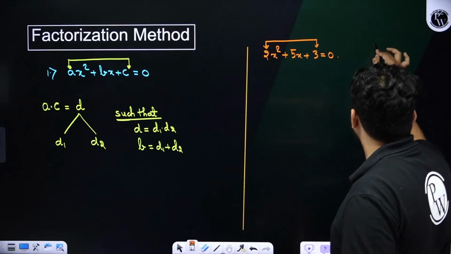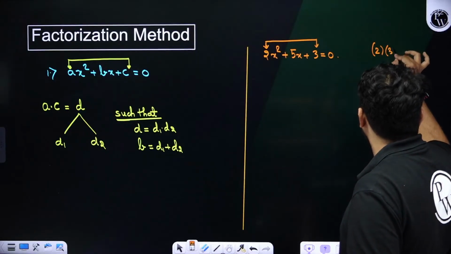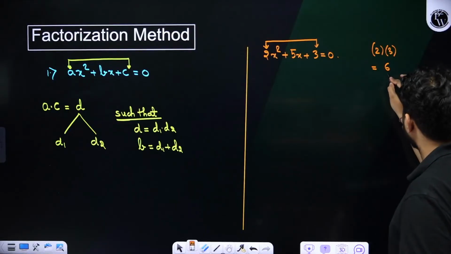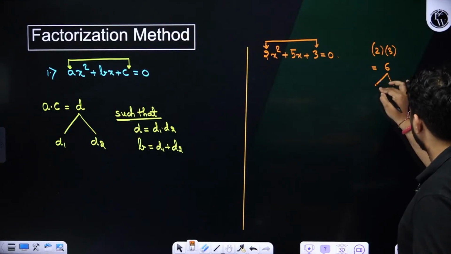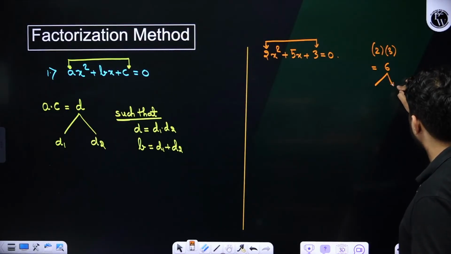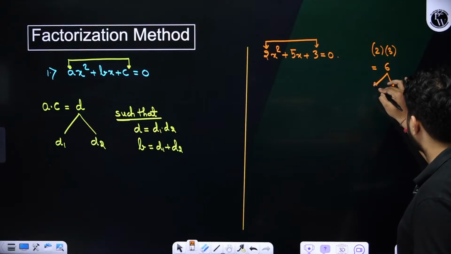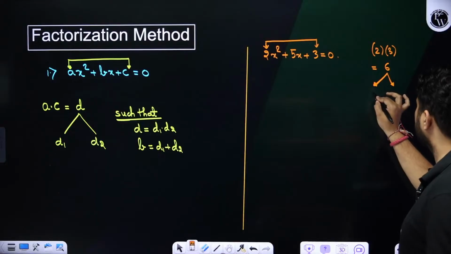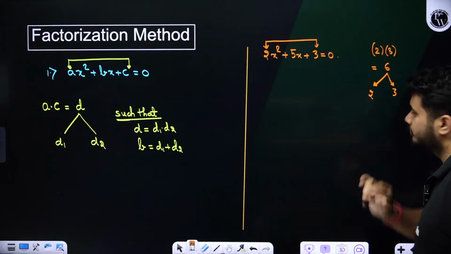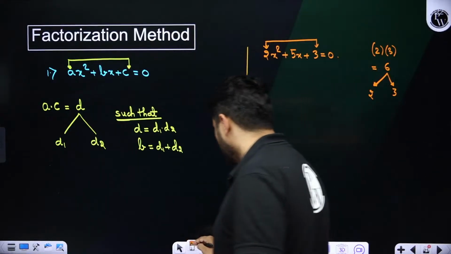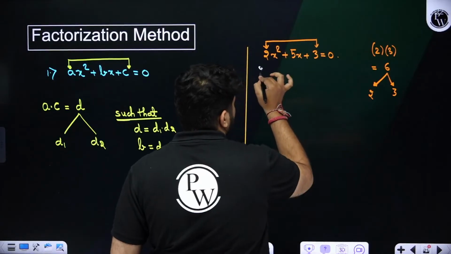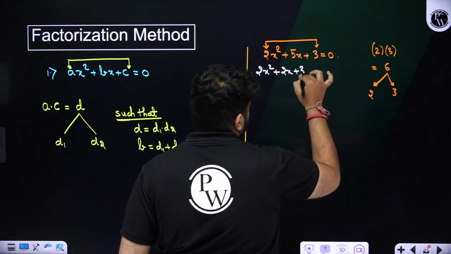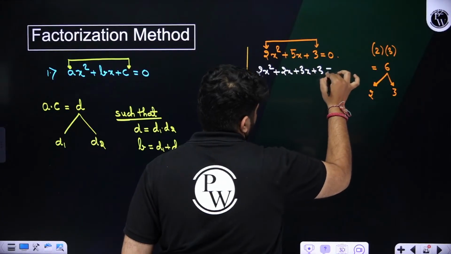If you multiply 2 into 3, it will be equal to what, students? 6. Yes or no? Now 6 you need to split in such a way that you get 5 over here. So 2 into 3 works. Due to the virtue of the problem, what do we get here? 2x square plus 2x plus 3x plus 3 is equal to 0.